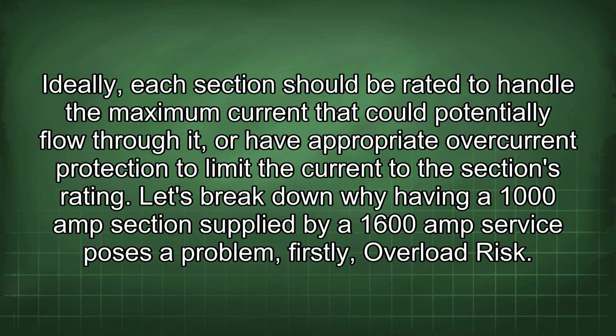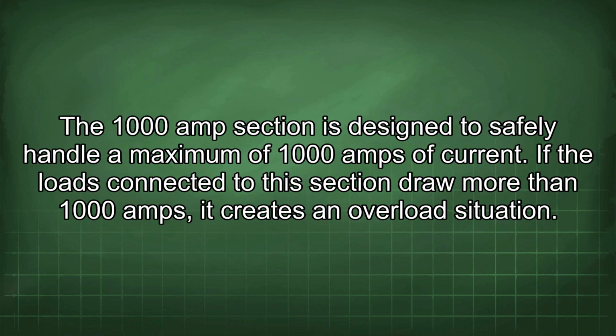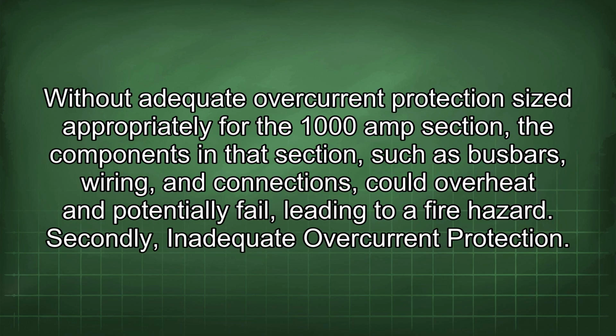Let's break down why having a 1000 amp section supplied by a 1600 amp service poses a problem. Firstly, overload risk. The 1000 amp section is designed to safely handle a maximum of 1000 amps of current. If the loads connected to the section draw more than 1000 amps, it creates an overload situation. Without adequate overcurrent protection sized appropriately for the 1000 amp section, the components in that section, such as busbars, wiring, and connections, could overheat and potentially fail, leading to a fire hazard.